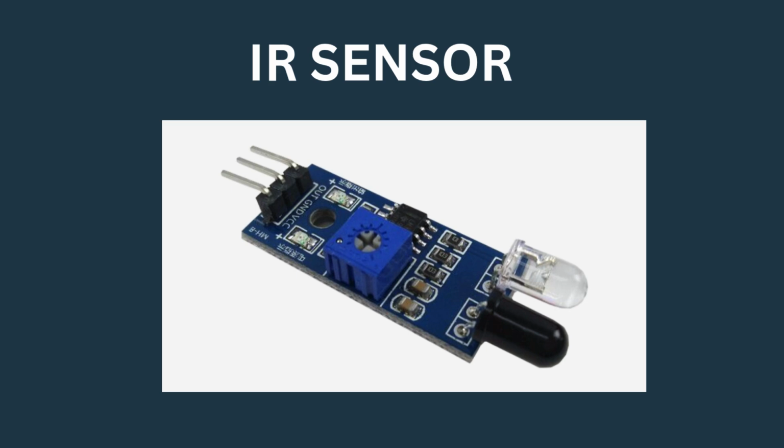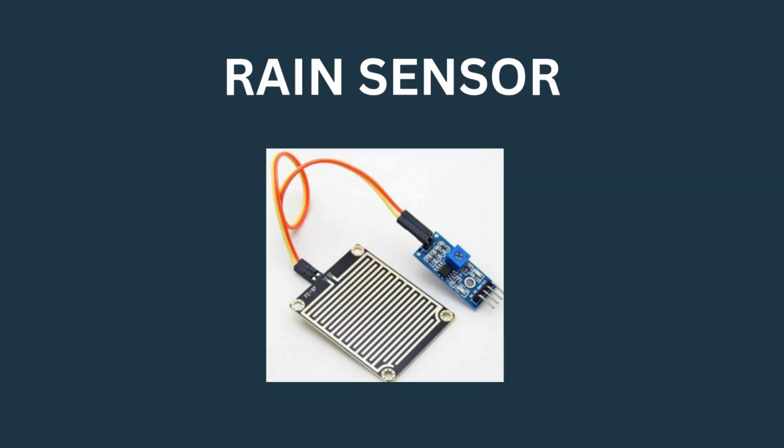As for applications of the IR sensor, it is used in robotics, automatic door opening and closing applications, and obstacle detection purposes. Next one is the rain sensor.